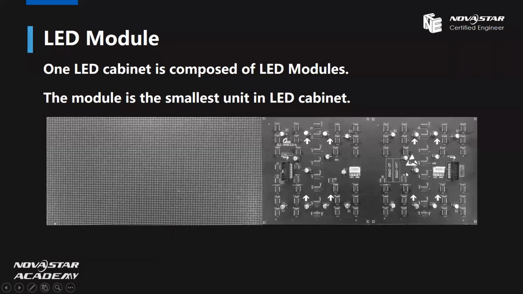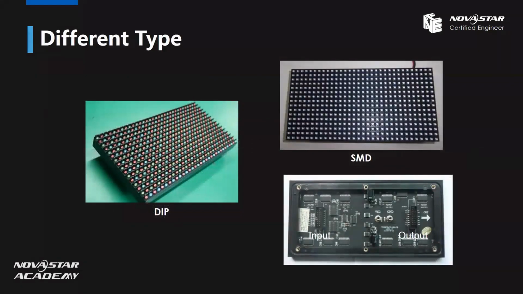Here we can see there are lots of electronic components on the PCB board, and this part should be designed and produced by the manufacturer. Different brands of manufacturers have different LED cabinets, so we will have different types of LED modules, like DIP and SMD. And this is the back side of the LED module.